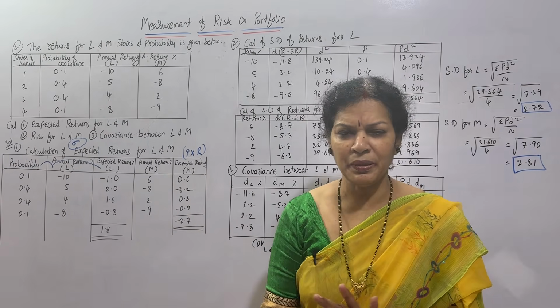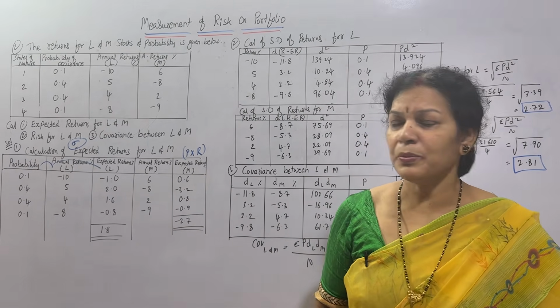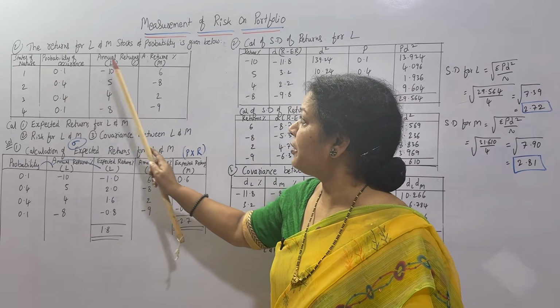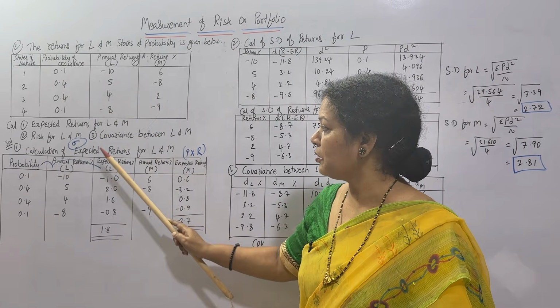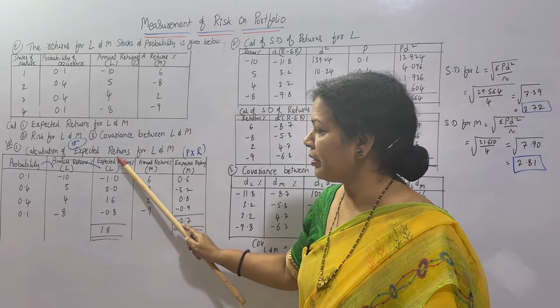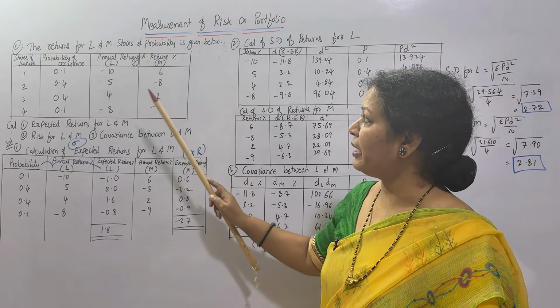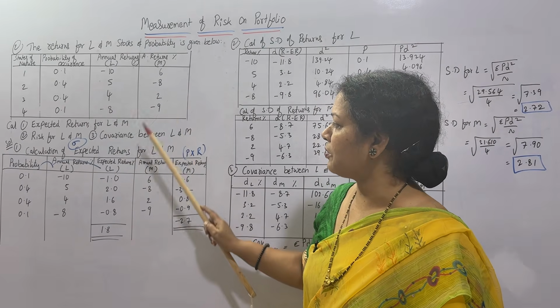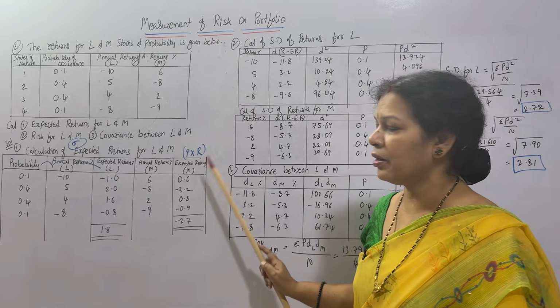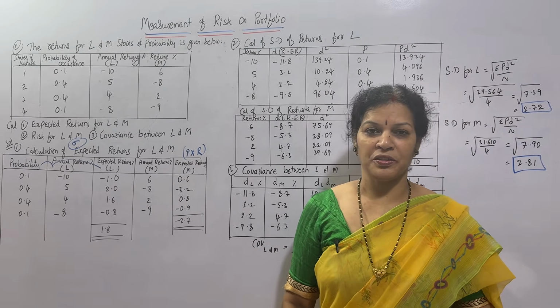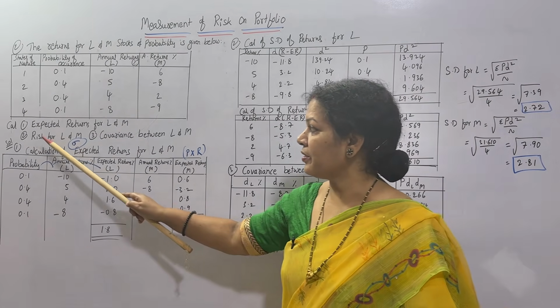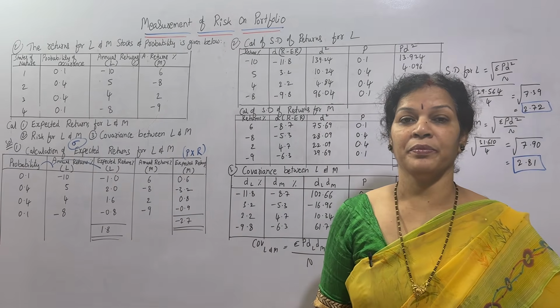This is over. Simple. Expected returns is nothing but probability into annual returns. Both together, you got expected returns. In the same way for M also, probability into returns, you got expected returns. This is very simple. Now let's focus on the second one, risk for L and M.